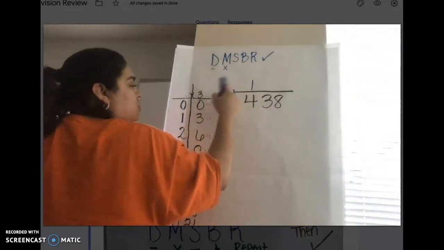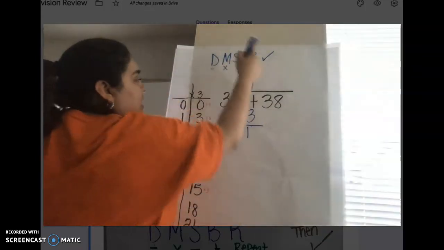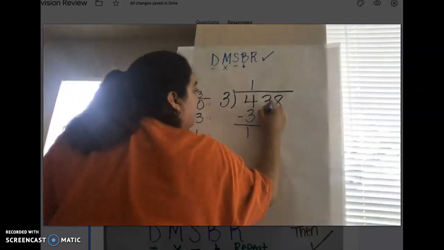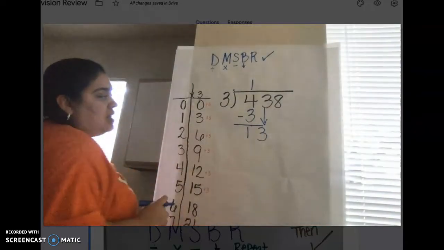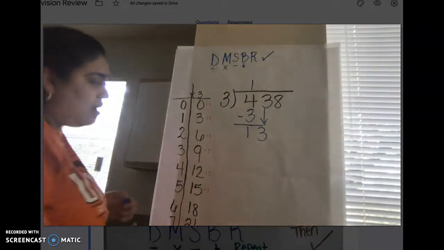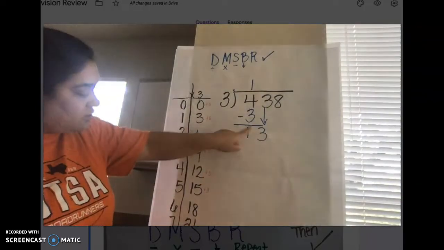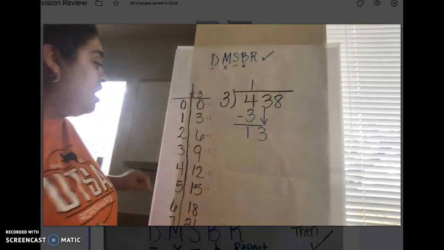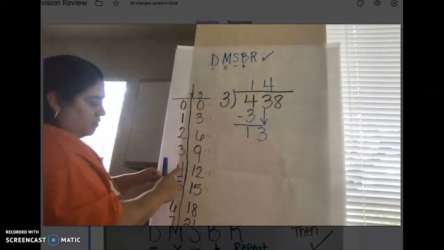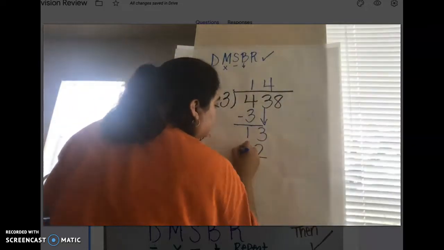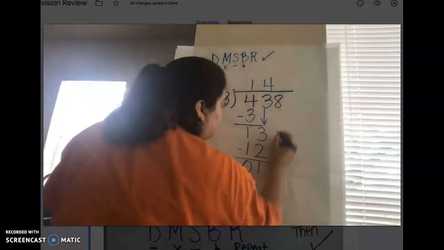Now let's multiply. 1 times 3 is 3, and I subtract. I get 1. Now I want to bring down my next digit. It's a 3. So now we're getting 13. Which one of these numbers is closest to 13 without going over? You have 12 and 15. 12 is closest to 13. 15 is too many. So I noticed that 3 times 4 gives me 12. Now I'm going to subtract. 3 minus 2 is 1. 1 minus 1 is 0.